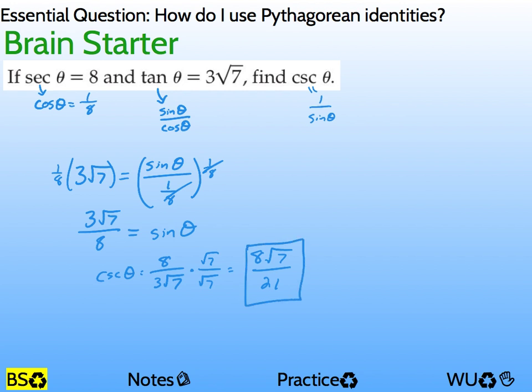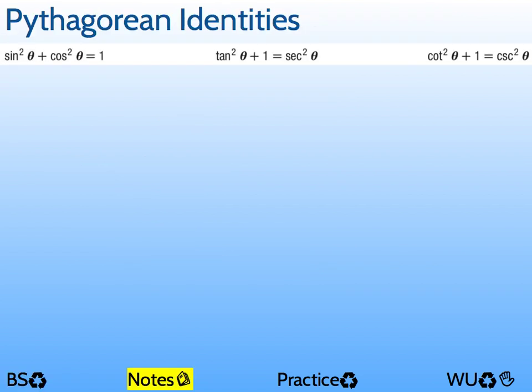For this problem, we used what are called reciprocal and quotient identities. Today we're going to be learning about Pythagorean identities. These three identities listed at the top are called Pythagorean identities. And you can think of them almost like the Pythagorean theorem of a squared plus b squared equals c squared. It's almost like on the unit circle, y squared plus x squared equals the radius squared, which is just 1.